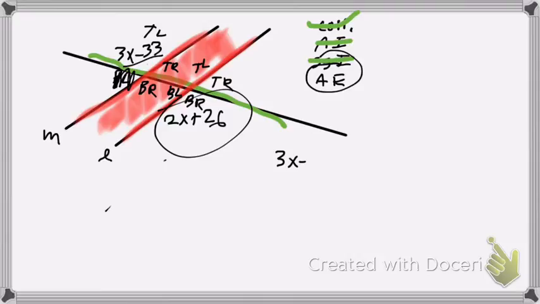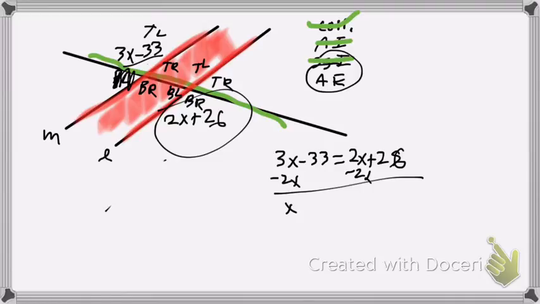So you go 3x minus 33 equals 2x plus 26. Straight up algebra, minus 2x on both sides. We get x minus 33 equals 26. Add 33 to both sides, using the addition property of equality, and we get x equals 59.